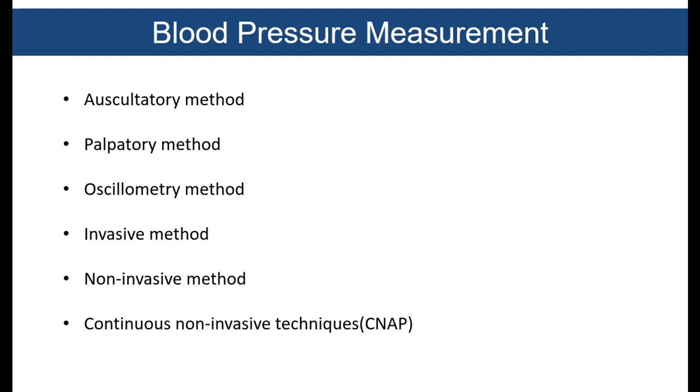Now, for blood pressure measurement, we have different methods. The very first is the auscultatory method. Second is the palpatory method. Third is the oscillometry method. Fourth comes the invasive method. Fifth, the non-invasive method. The last one is the continuous non-invasive technique, which is also known as CNAP. These are the blood pressure measurement methods.